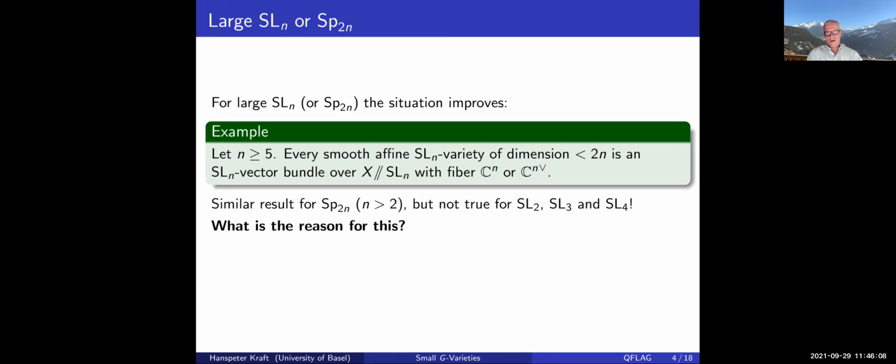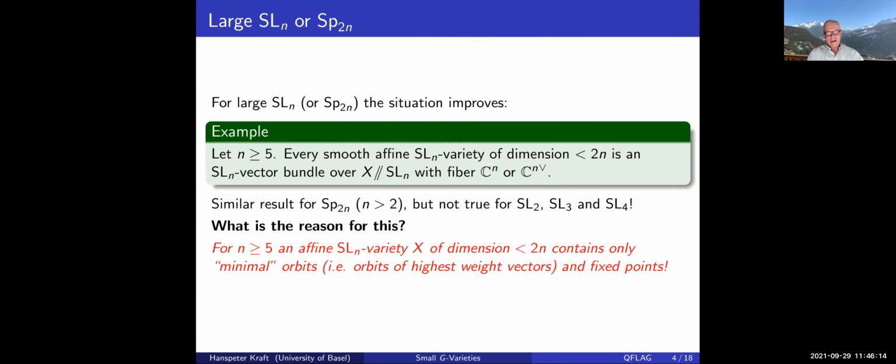What's the reason for that? The reason is the following. If n is greater or equal 5, then an affine SLn variety whose dimension is less than 2n contains only so-called minimal orbits. And the minimal orbit, I have to discuss this later, is essentially an orbit of a highest weight vector. Minimal orbits and fixed points are nothing else. That's the only objects which appear here. And again, this is wrong for SL2, SL3, and SL4. But starting with SL5, this is true.